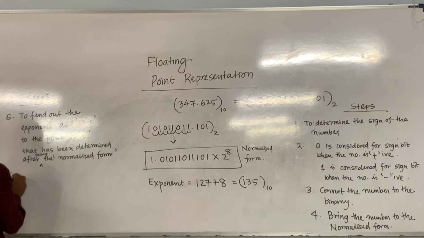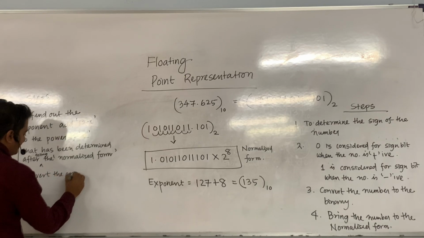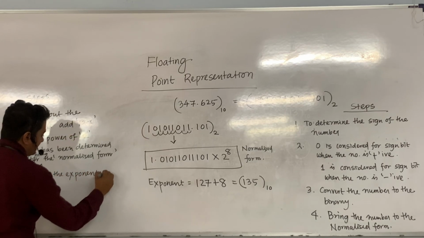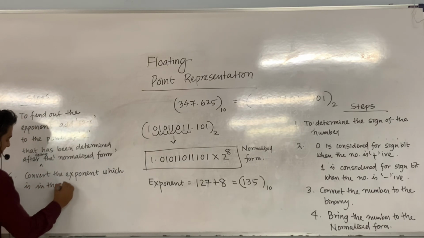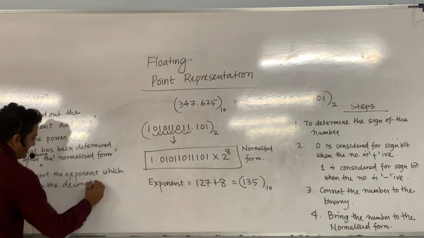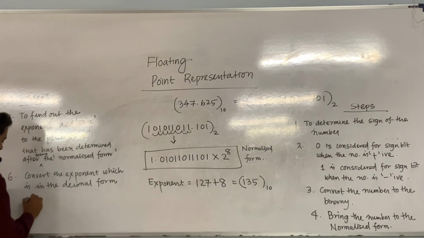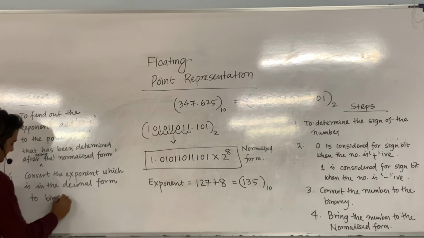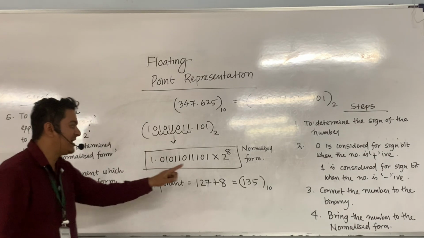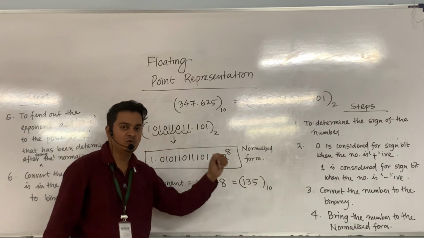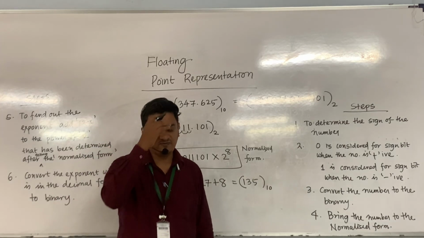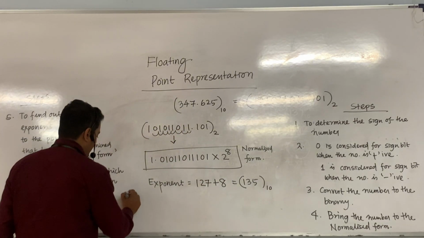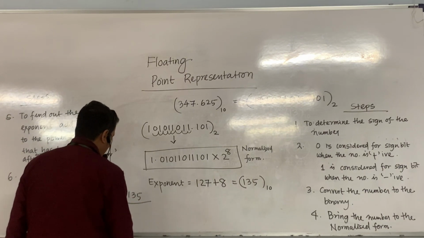That is step number 6. Convert the exponent, which is in the decimal form, to binary. So this 135 should be converted to binary. So let us convert this 135. So if you convert this 135, how much you will get? So let me convert this 135. Here I am writing 2.